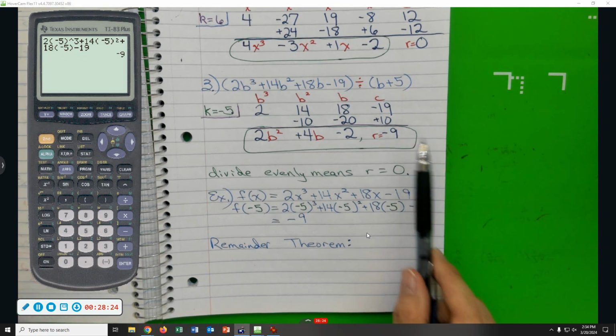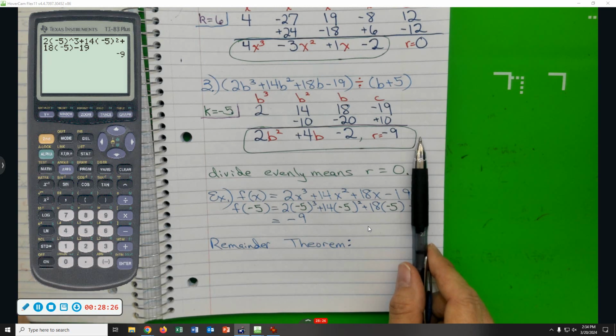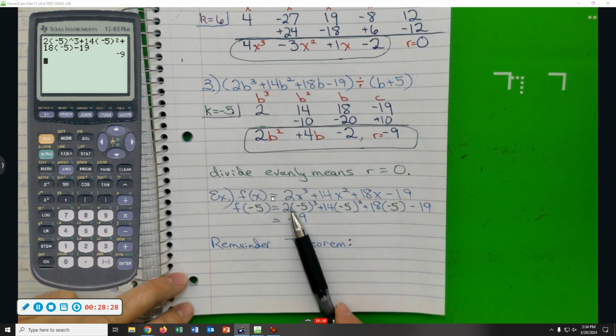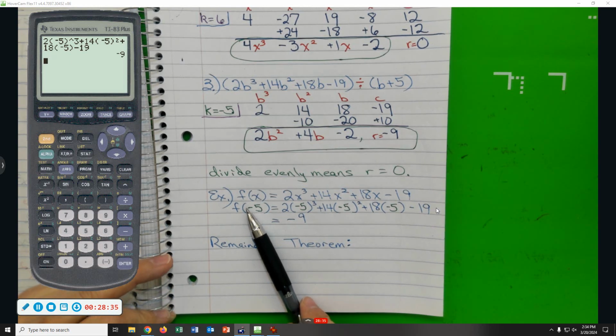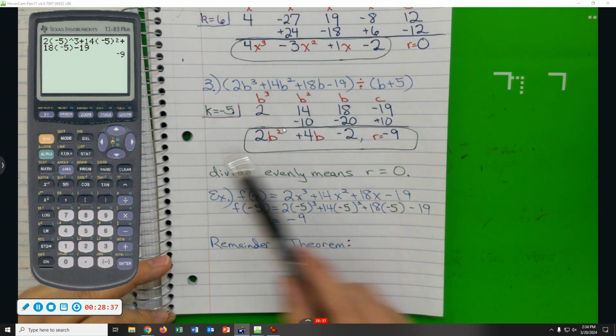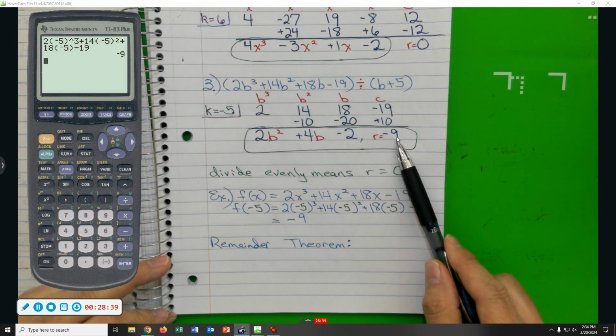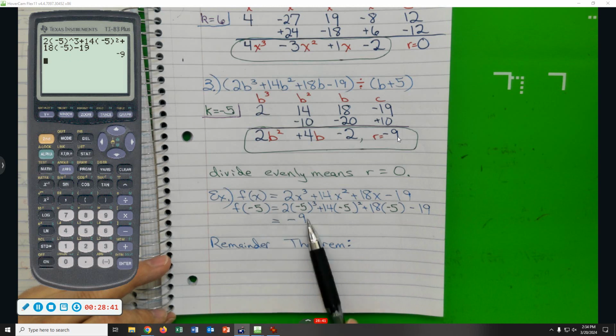No. That's what was nice back in the olden days when they were trying to evaluate functions at specific numbers. Unless it was a linear function that was real easy to plug into, they'd use synthetic division. And whatever that last number was, that's what the value of the function was.